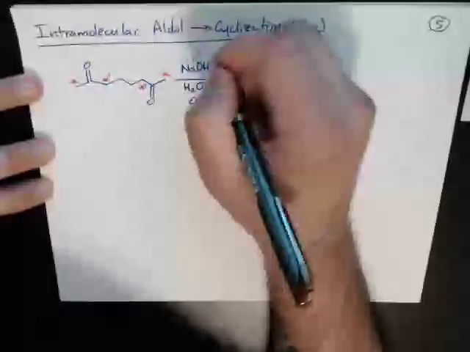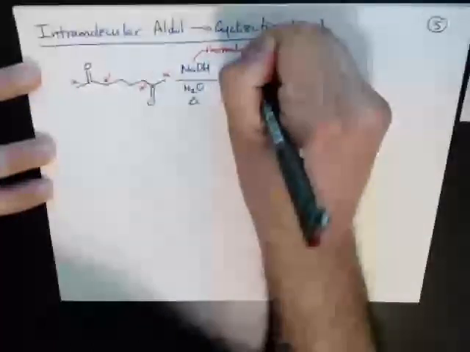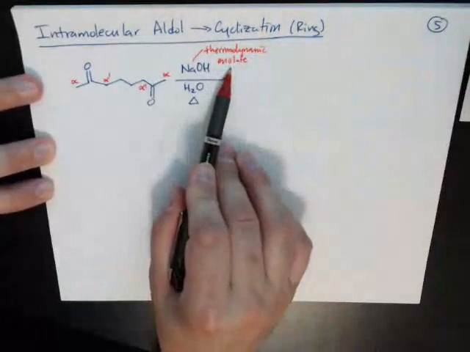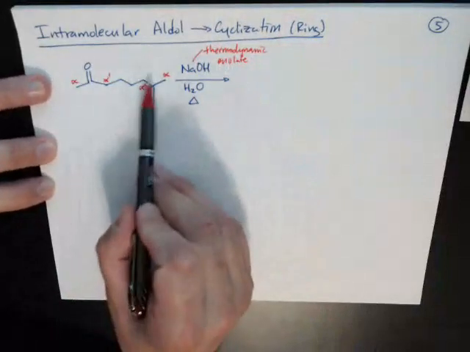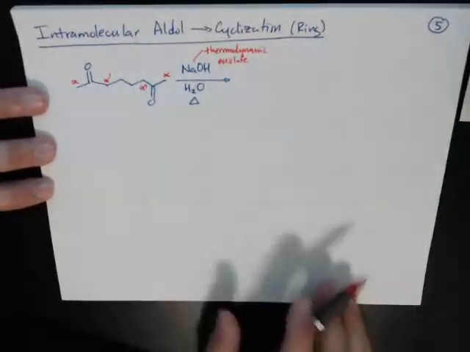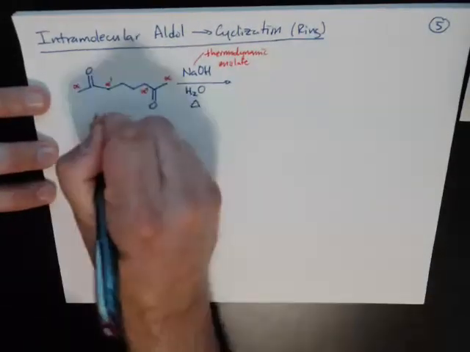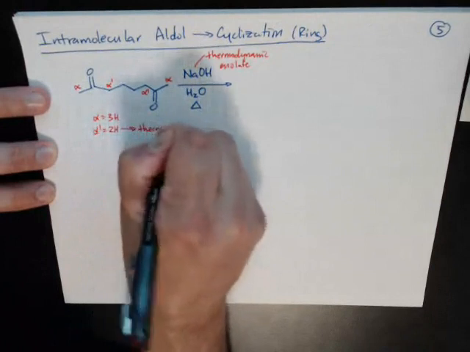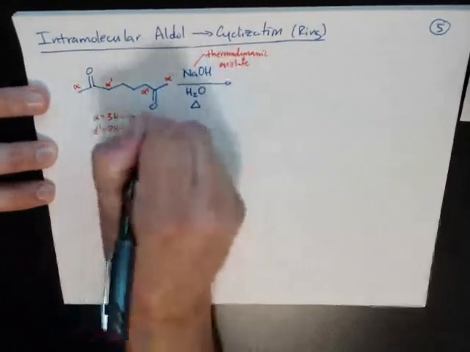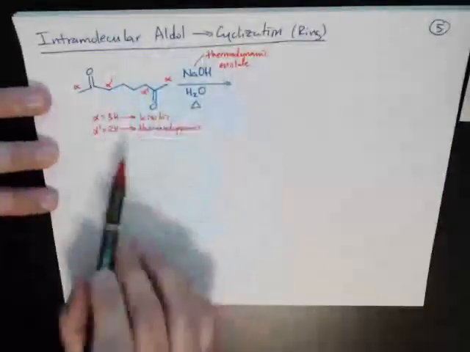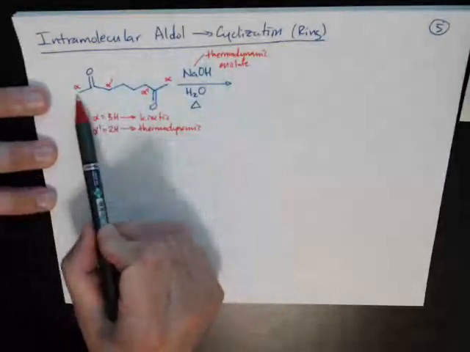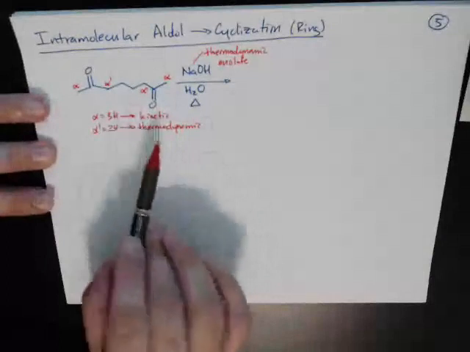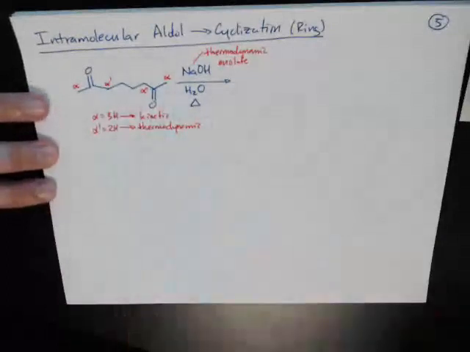Under these conditions, we're going to form the thermodynamic enolate, which is going to result from deprotonation of the alpha position that has the least substituted or the least number of hydrogens. So we talked about this, I think, last week. Alpha has 3 hydrogens, so that would be a kinetic enolate. Alpha prime has 2, that's the thermodynamic enolate. The reason we have to identify that first is that's the formation of the nucleophile. So let's go ahead and draw that.